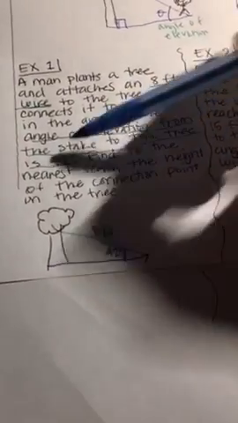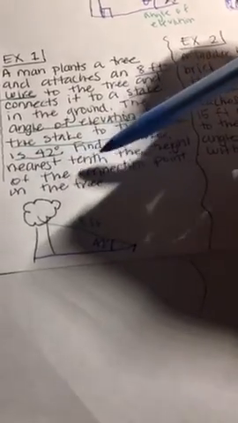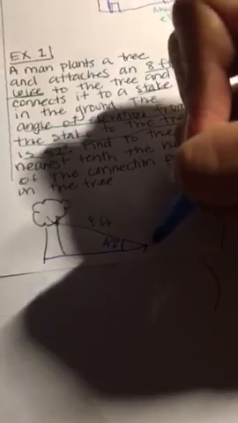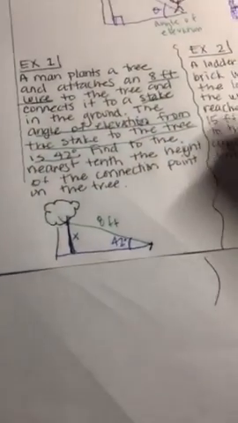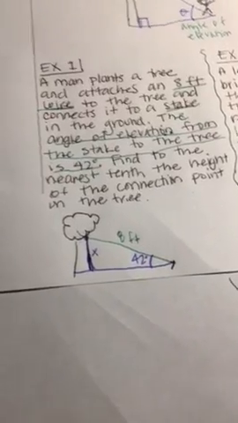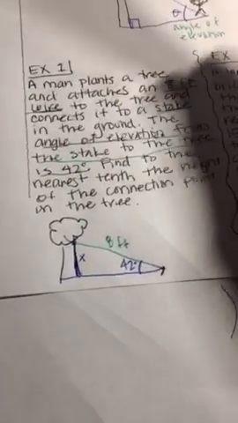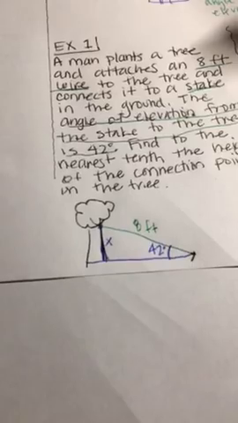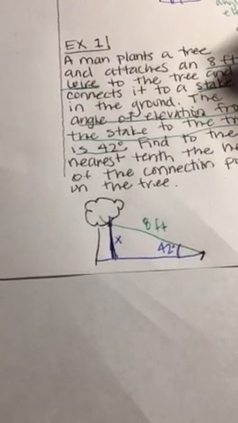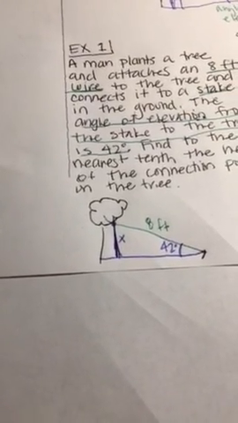And now they said, find to the nearest tenth the height of the connection point on the tree. So here's the connection point. That's where they connected this wire from the stake to this connection point. So they want to find the height from here to here. So that's X. I think the hardest part with these problems is to figure out and draw these pictures.